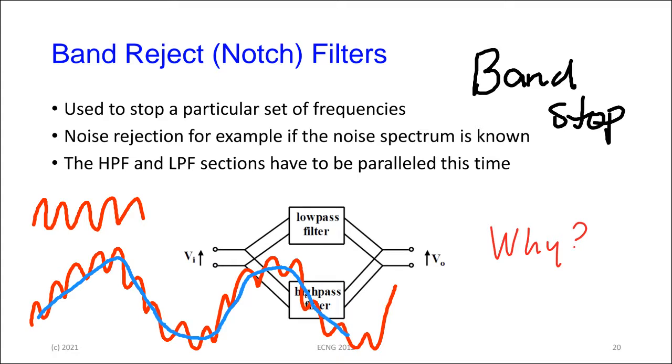So this is a situation where you could pass this through a notch filter, and the notch filter, or the band reject or the band stop filter, will be designed to remove the 60 hertz signal, but let just the red one pass. And there are many other applications for this.